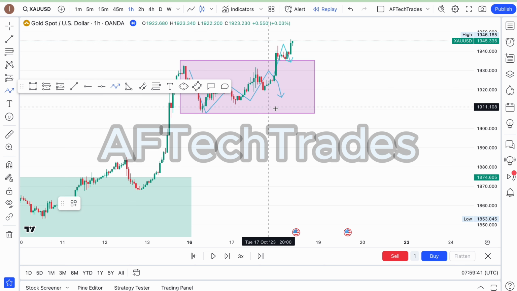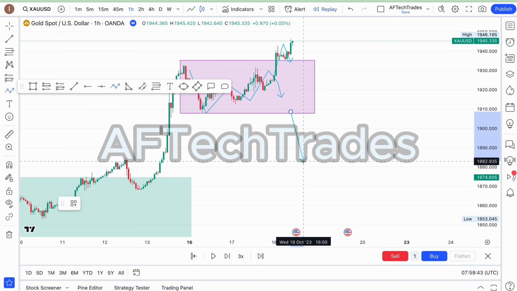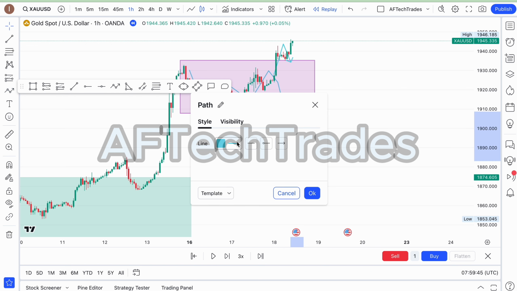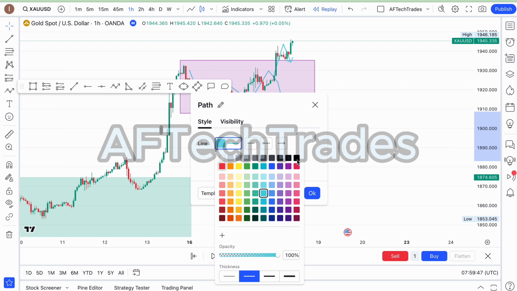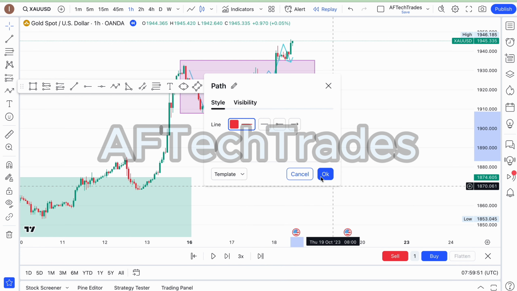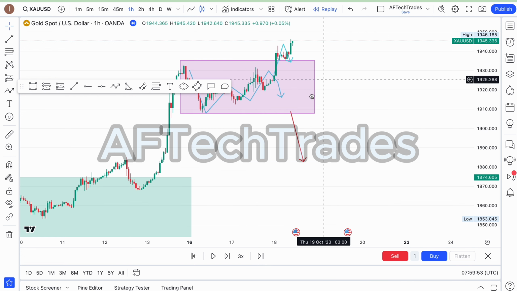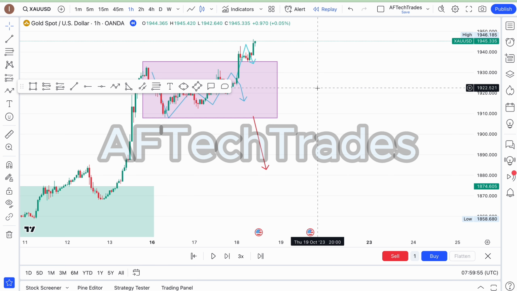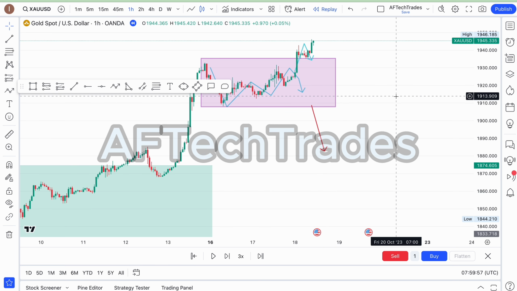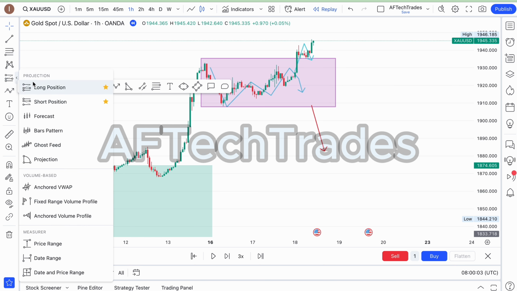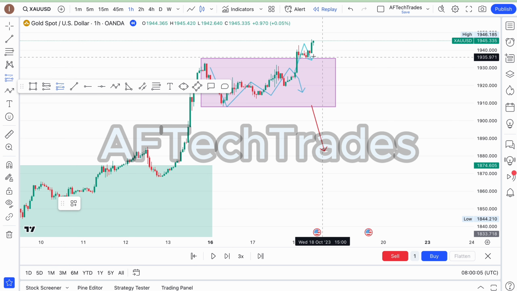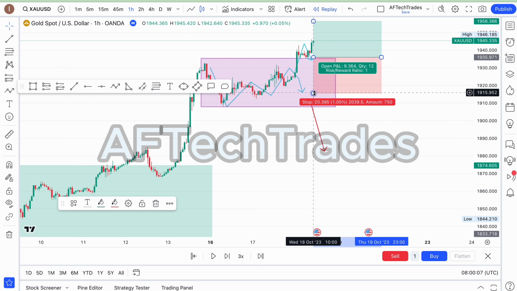Let me draw it for you to see. Assuming the breakout was here, we'll be entering for a sell market. Since the breakout was to the upside, in that case we'll be entering for a buy market. So we'll enter for a buy market and just stick to our rules.